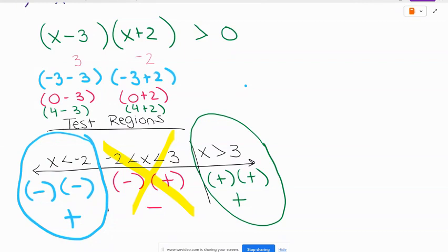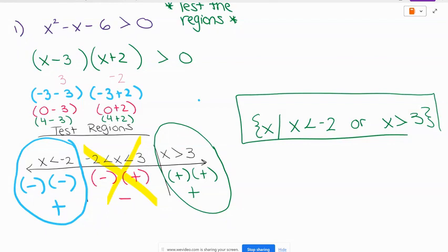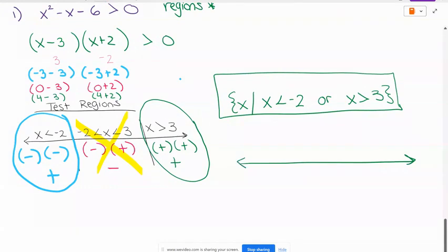So our solution is going to be x such that, so we set up our set notation. You must set up the set notation, meaning the squiggly bracket, x, and then a slash. x such that x is less than negative 2, or if you want to put the union symbol, you can, x is greater than 3. I might also ask you to graph the solution. If we were going to graph it, I would have negative 2 and positive 3, open circle on negative 2 going to the left, open circle on positive 3 going to the right.